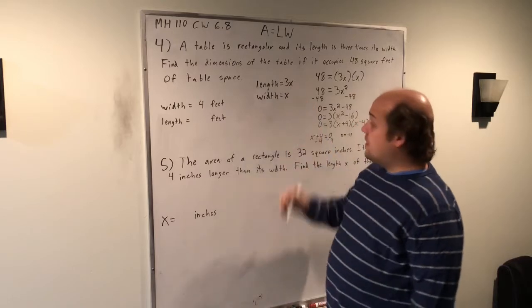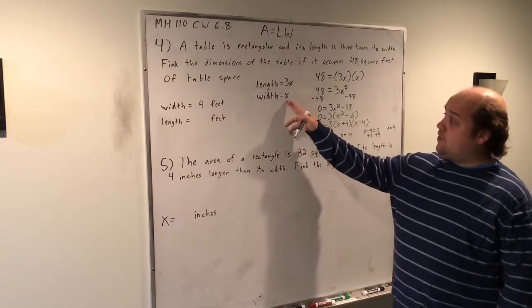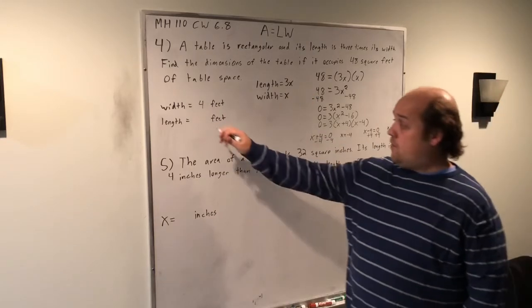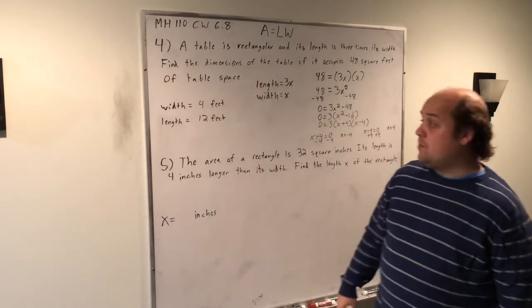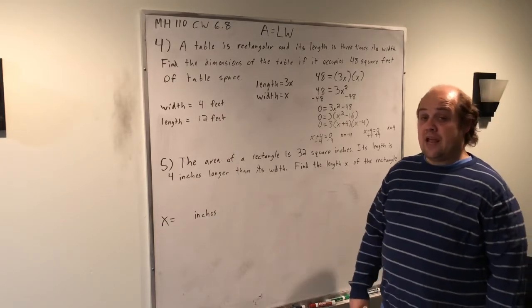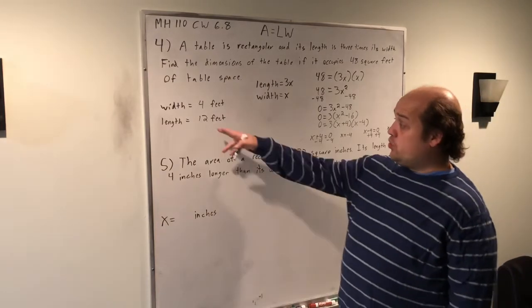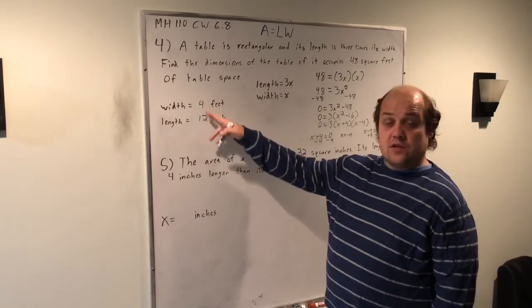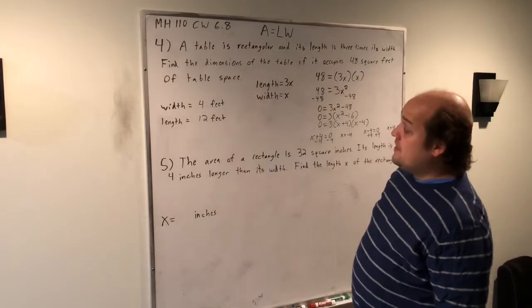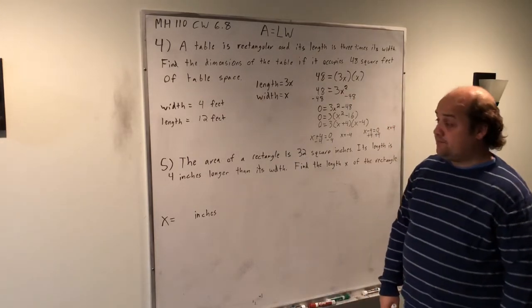If I want to find the length of my table, I take that answer 4 and I multiply it by 3. 3 times 4 would give me 12. 12 feet would be the length of the rectangular table. If I wanted to check to make sure that I had the correct answers, I could multiply 12 feet by 4 feet. 12 times 4 would give me 48. 48 square feet is supposed to be the dimensions of the table.